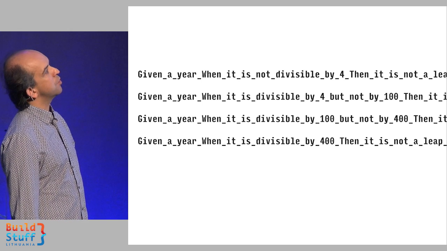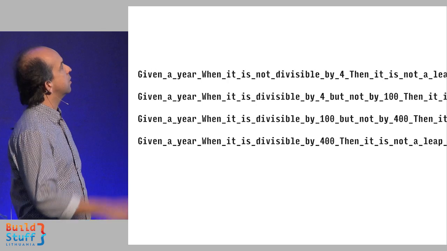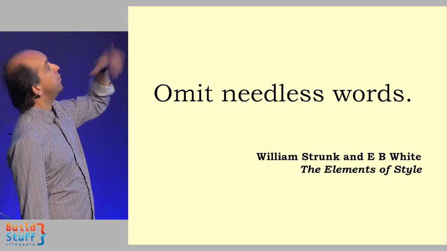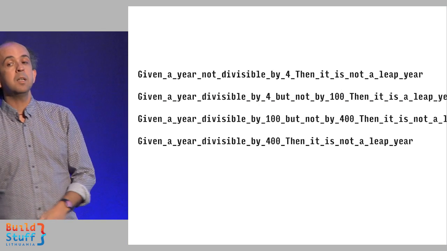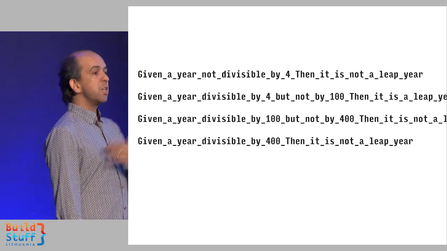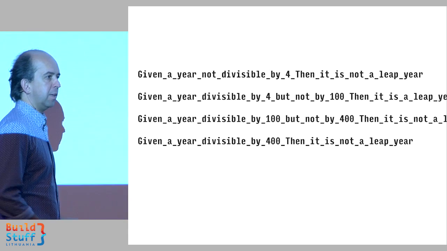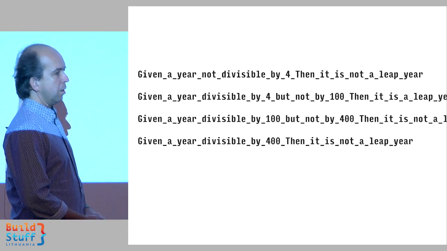Given a year, when it is not divisible by 4, then it is not a, oh, for God's sakes. Omit needless words. Strunk and White, back to there. This is better. Given a year not divisible by 4, then it is not a leap year. That's better. Because there is no when, there's no action, it's just a truth. I'm not doing anything, it just is. It is or is not.